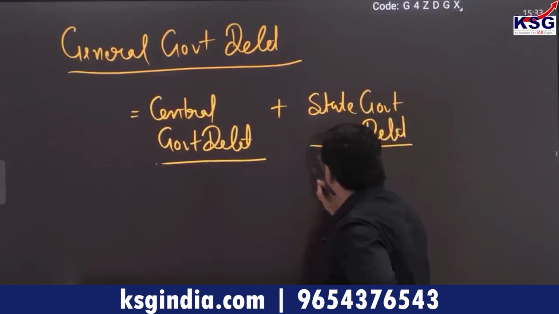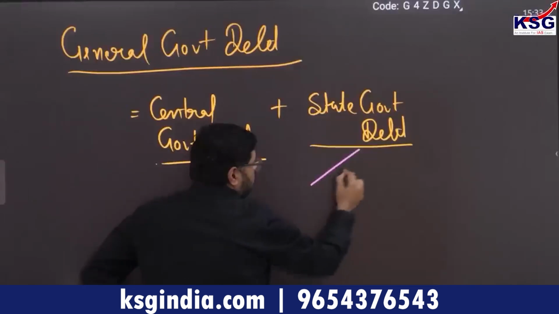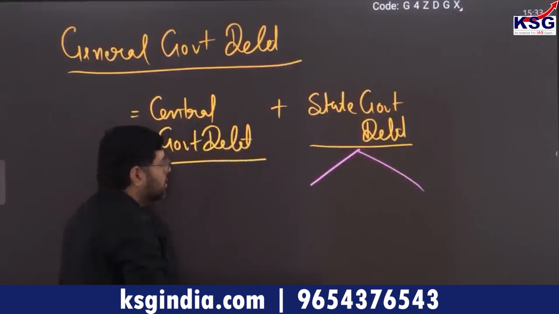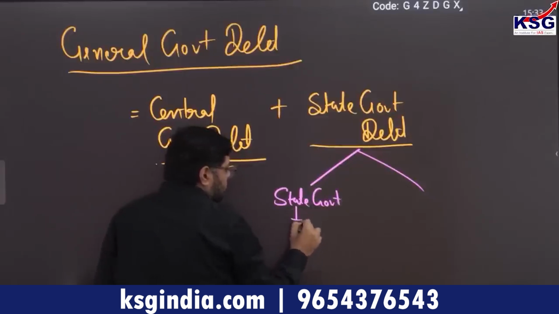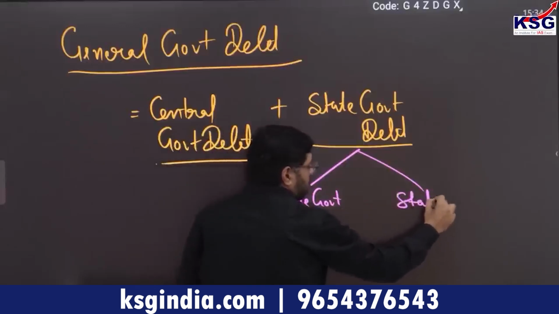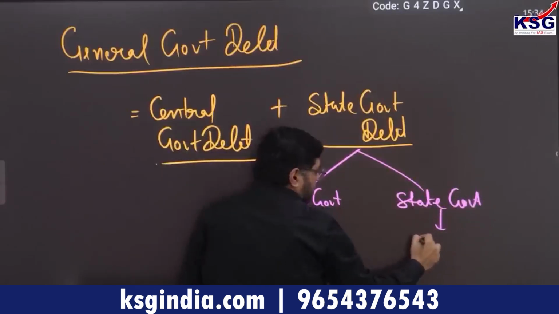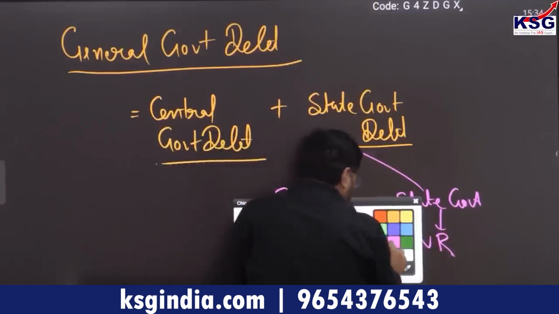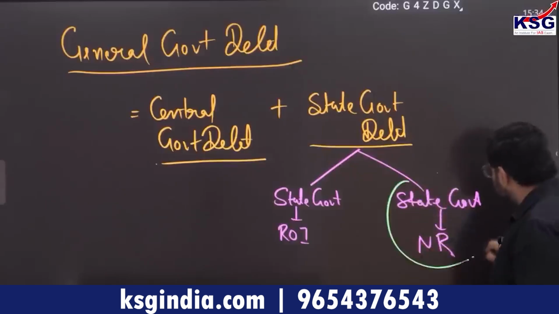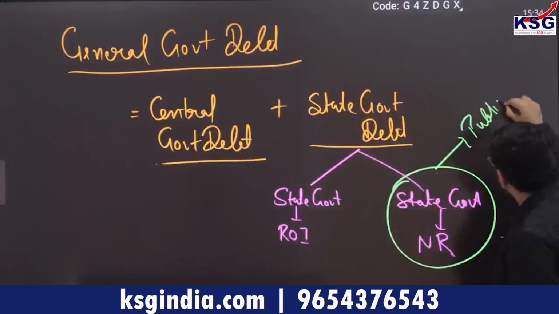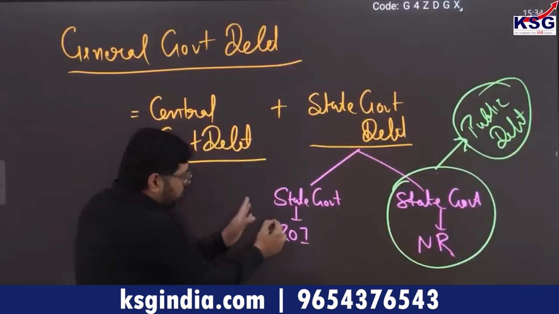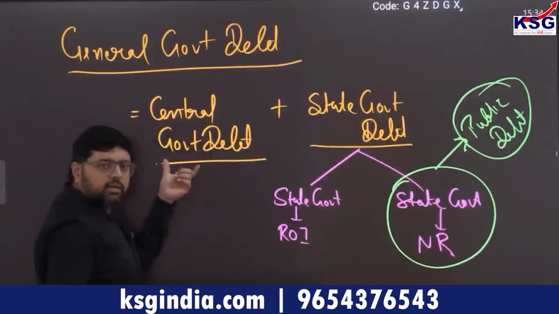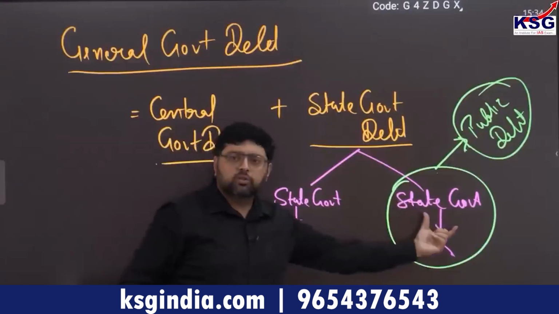When I say state government debt, what does it include? State government debt includes past borrowing the state government has taken from within the country, that is, from residents of India, plus borrowing the state government has taken from non-residents. As I told you, this is part of public debt. This is what we have added. Central government debt is also part of public debt, this is also part of public debt, and we added this.